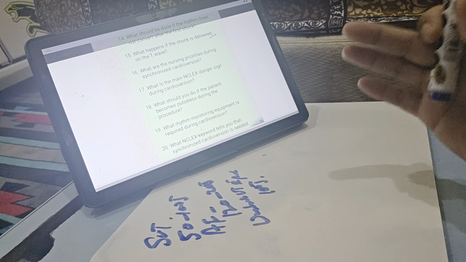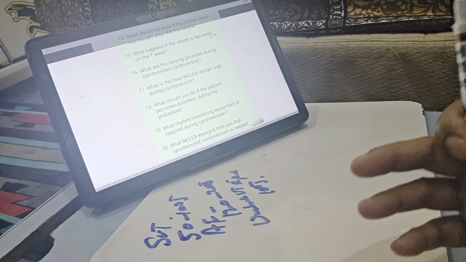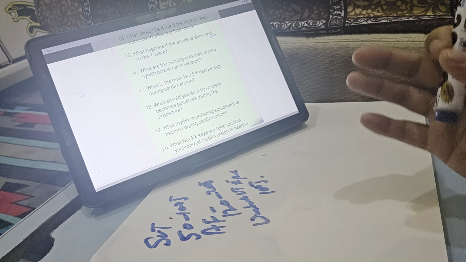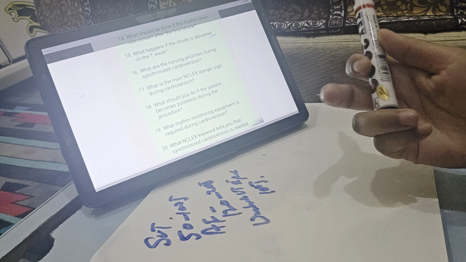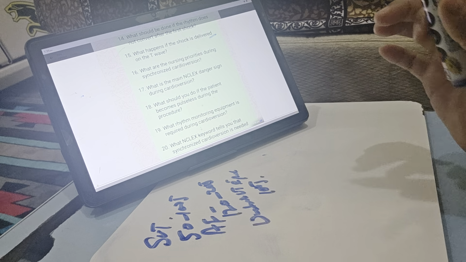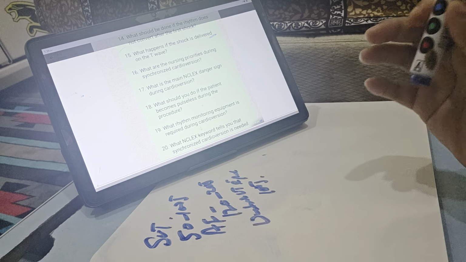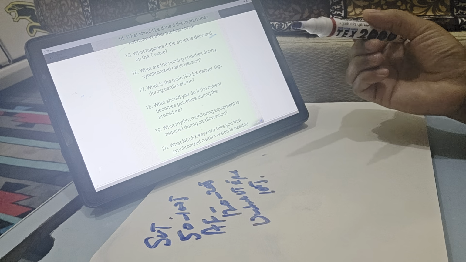So whenever we are giving cardioversion, the defibrillator should be ready at the patient's bedside. The defibrillator pads should be attached. All emergency equipment should be there, the crash cart. Everything should be near the patient.